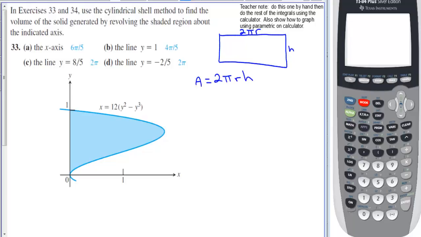This is number 33 out of the book. We're going to do A through D and just investigate how we find these volumes. So away we go. Letter A says we're going to revolve this around the x-axis and find the volume. We're going to work our way towards an answer of 6 pi over 5. We already have the answer.